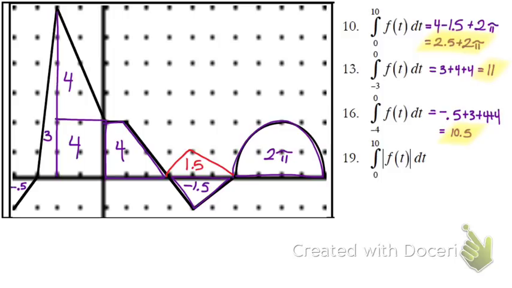So this last piece, number 19, is essentially asking for the area of this red shaded region. So 4, but instead of subtracting the 1.5, we're going to add it because it's the absolute value of this function, and then plus 2 pi. If I add all those, I get 4 plus 1.5 plus 2 pi, and that gives me 5.5 plus 2 pi. And again, that's as far as I can go. Can't combine those two things together.